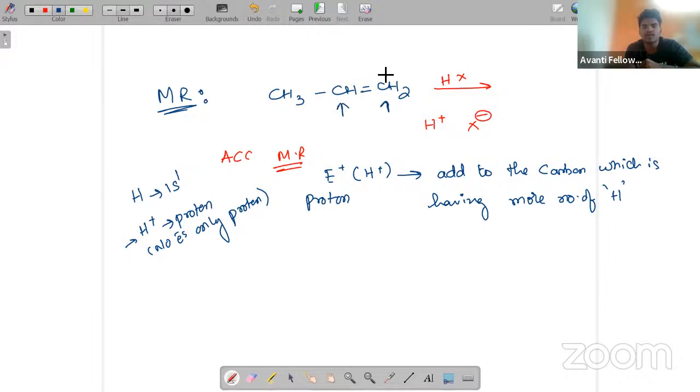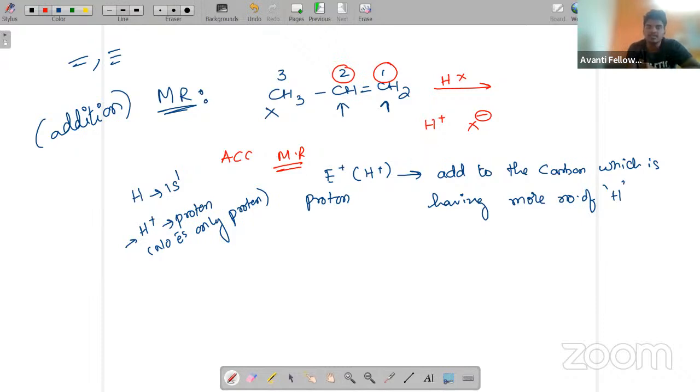Let's suppose carbons 1, 2, 3. Carbon 3 will not be involved, because an addition reaction takes place at unsaturated carbons. The Markovnikov rule is for addition reactions, so the H plus will be added only at unsaturated carbons. What are unsaturated carbons? Double bond or triple bond. Now the question is, we have carbon 1 and carbon 2. Where will H plus attack?